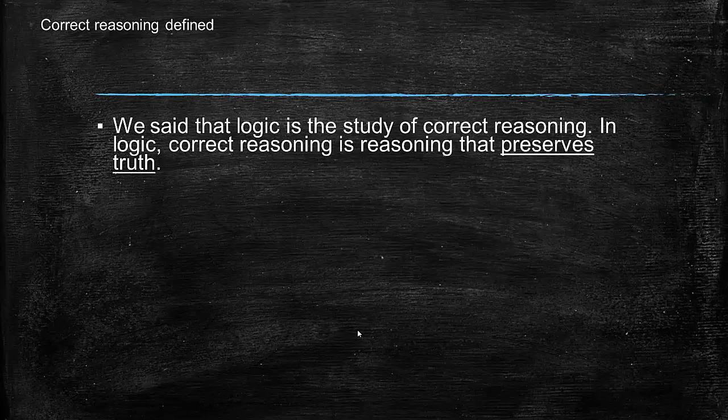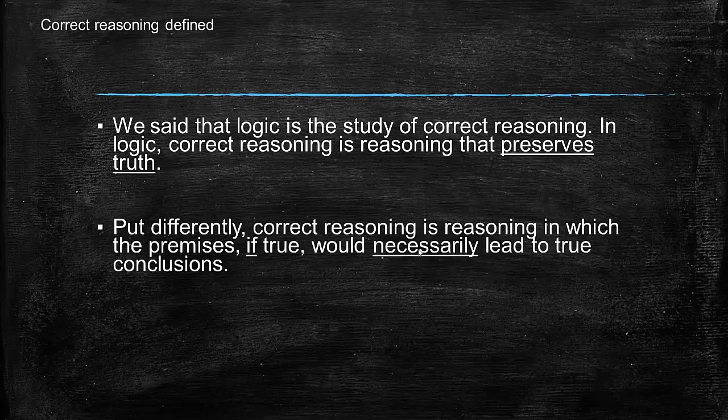Now, we said that logic is the study of correct reasoning. In logic, correct reasoning is reasoning that preserves the truth. Now, preserves means if it's there already, it'll stay there, right? It doesn't create truth, it preserves truth. So put differently, correct reasoning is reasoning in which the premises, if true, would necessarily lead to true conclusions. Put truth in, you automatically, necessarily get truth out.